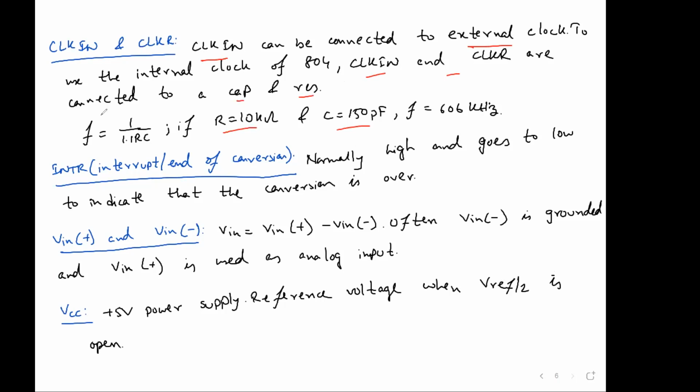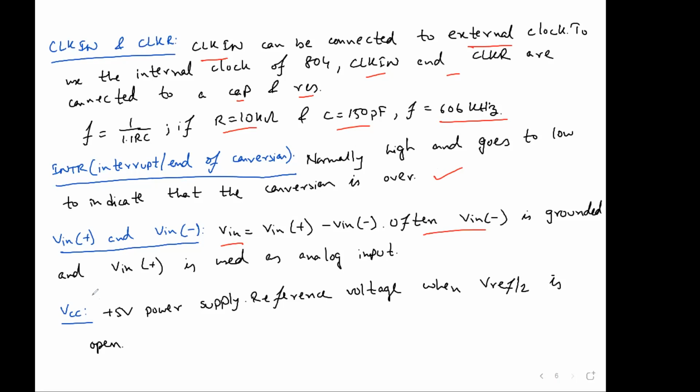And this is the formula for finding the frequency. If you give these two inputs in this formula, you'll see that the frequency is 606 kilohertz for this particular combination. Now, interrupt pin is already discussed. It is normally high and it will go low to specify that the conversion is over. Then we have V input positive and V input negative. The formula is V input is equal to V in plus minus V in negative. Often this one is grounded, so V in positive acts as our analog input.